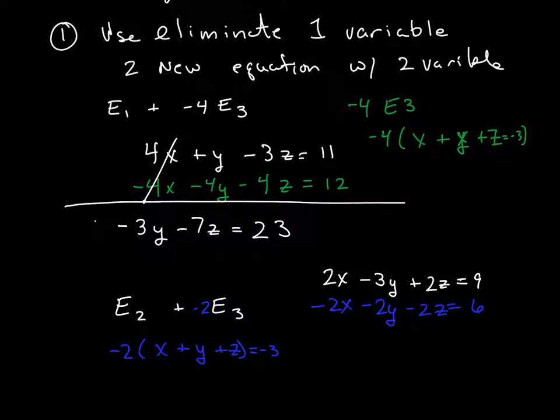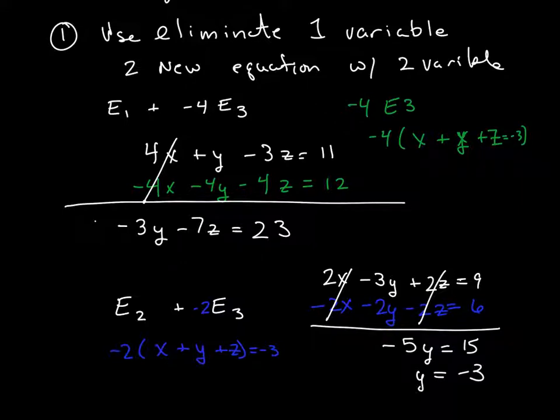Now, this one's kind of nice because it has an added bonus. When I add those two pieces together, the x's and the z's happen to cancel out, and I'm left with negative 5y is equal to 15, and y is equal to negative 3. Now, if that didn't work out that way, you would solve the 2x2 systems of equations until you got down to one variable.